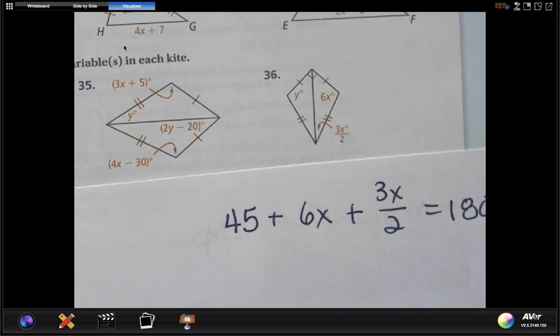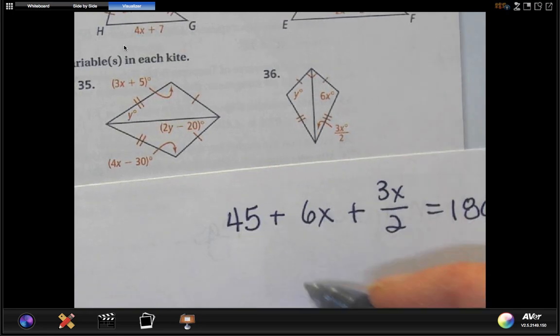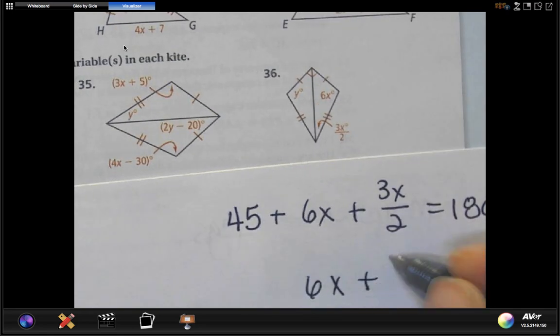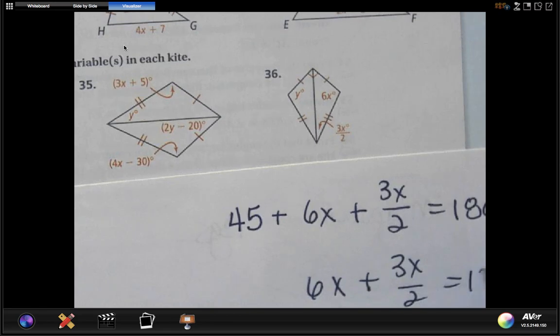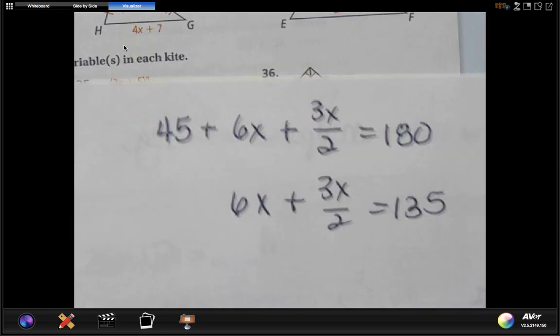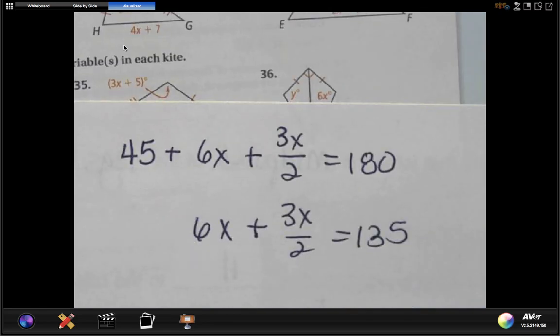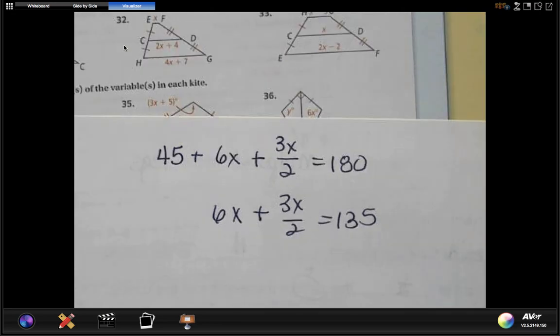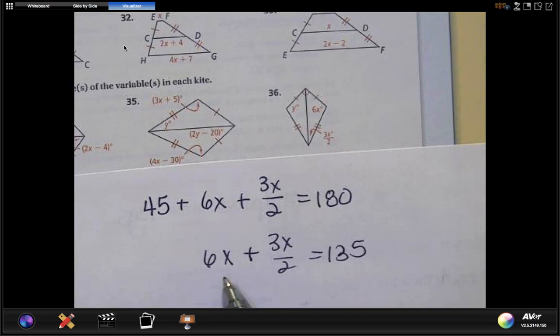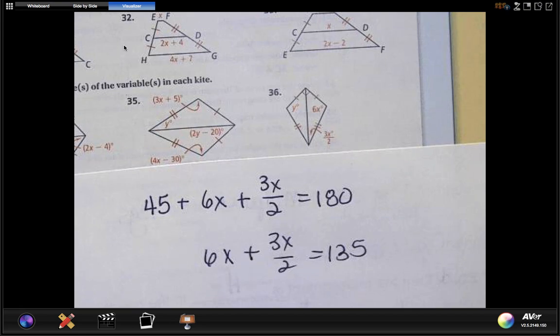What you're going to have to do here, I'm going to subtract the 45. So I have 6x plus 3x over 2 is equal to 135. Then what's going to be easier for me to do is there's a fraction here, so I need to change this to 12x over 2.